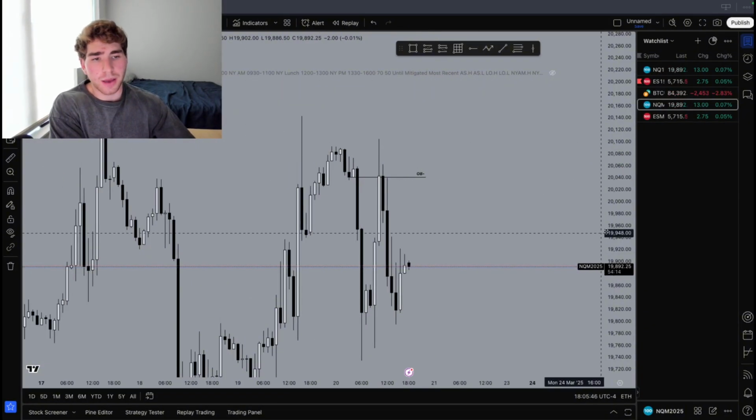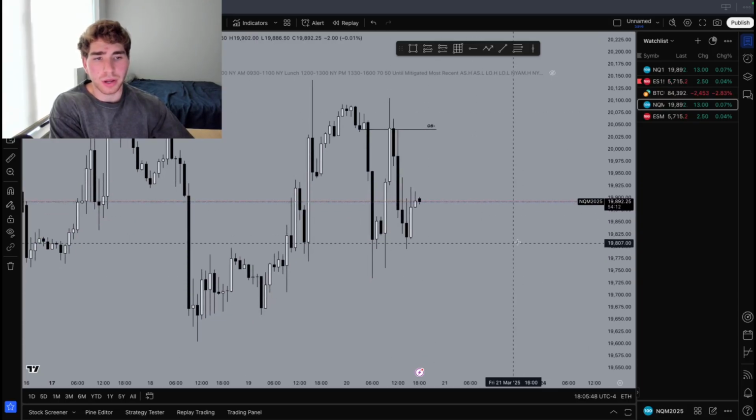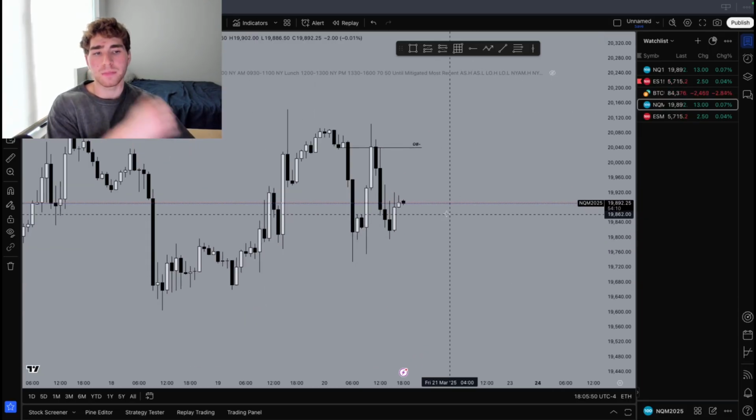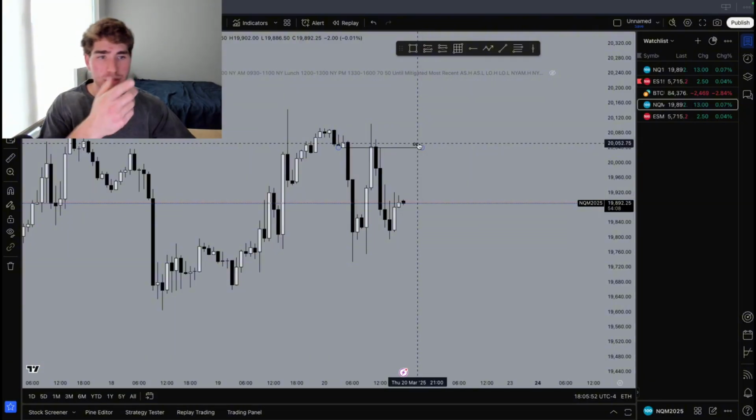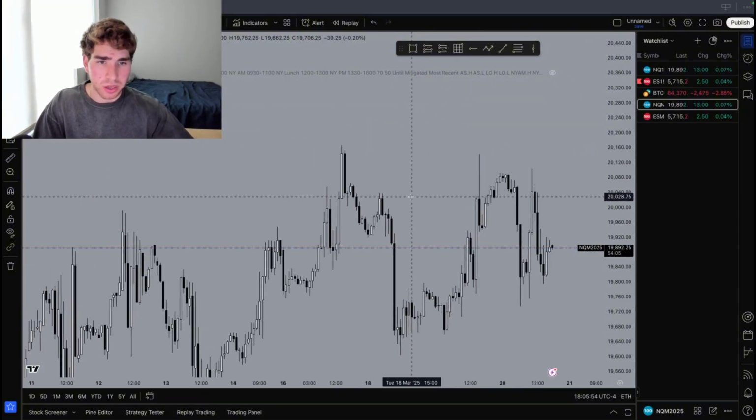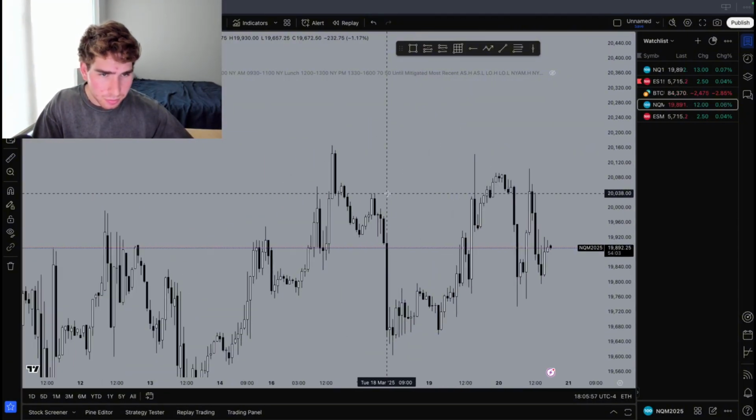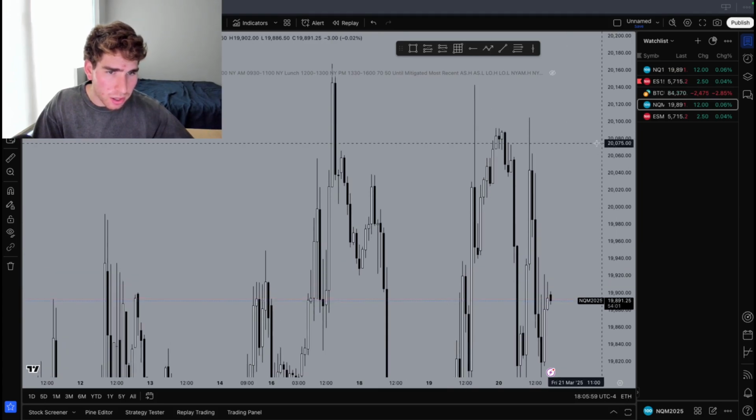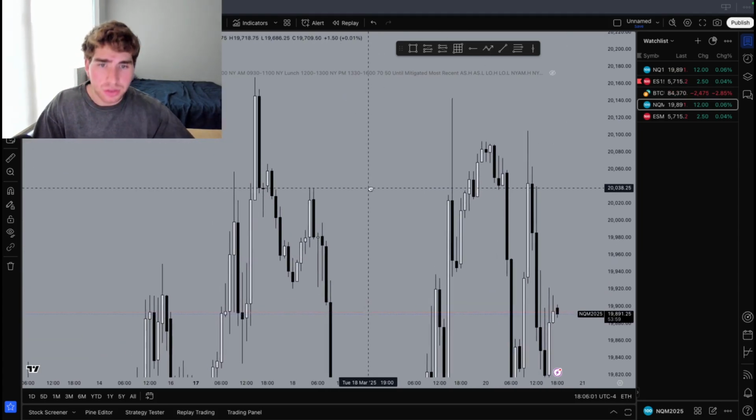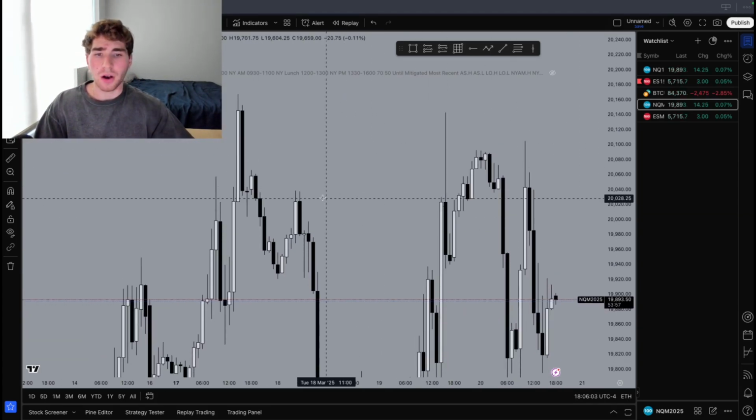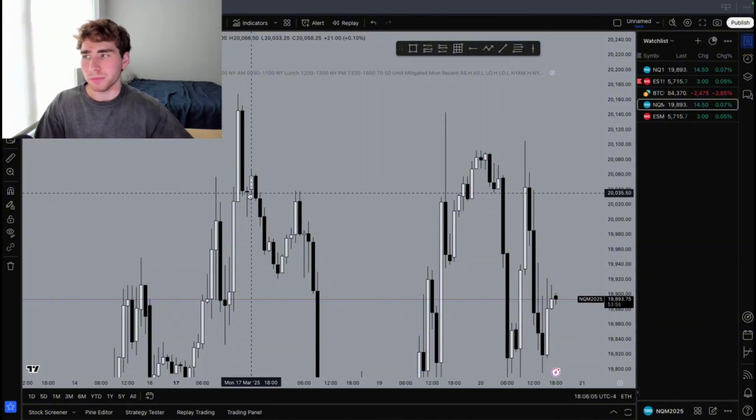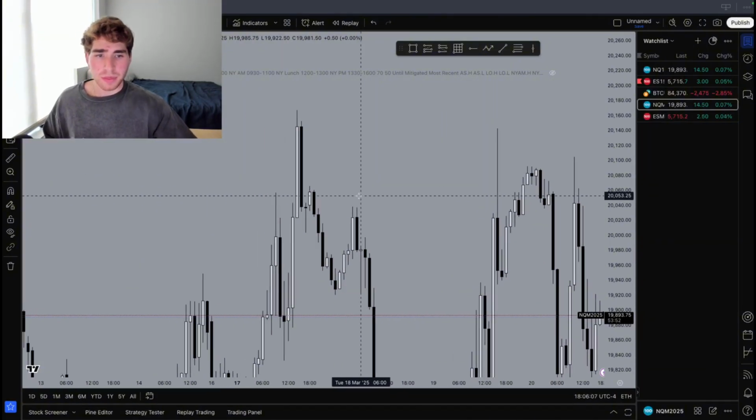What does price do? It taps into it and then it pushes lower, right? I am bullish, so I didn't really want that to get respected, but that's how price works. We can't always get what we want with price. Is that a valid order block to show you guys? Yes.